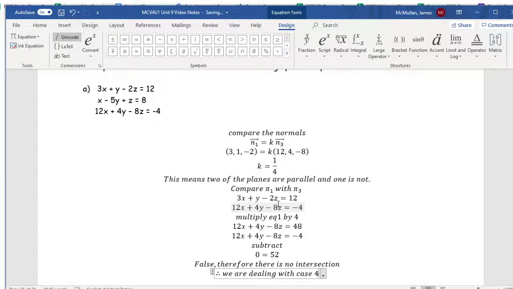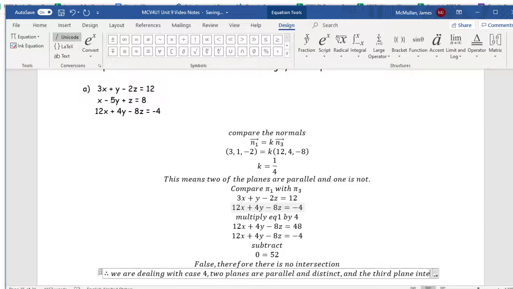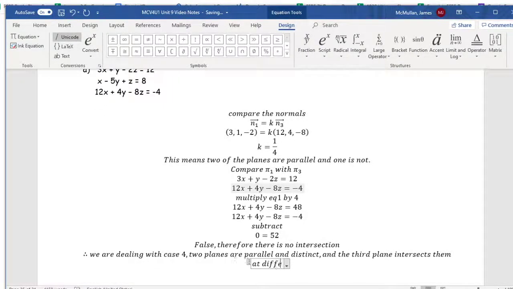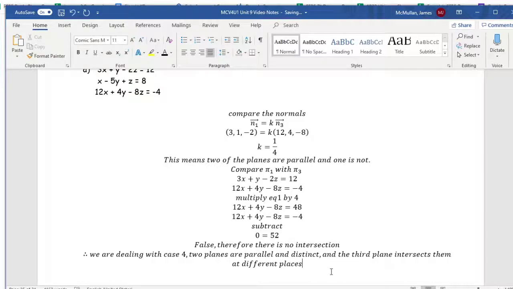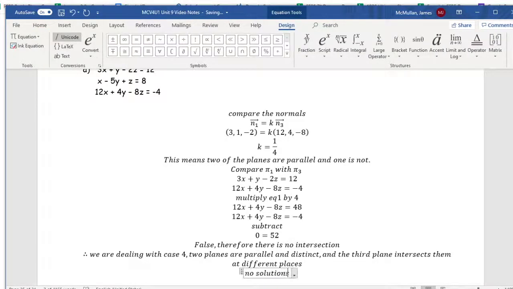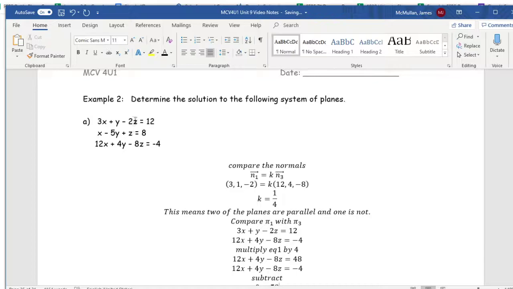Okay, therefore we're dealing with case 4, which is two planes are parallel and distinct, and the third plane intersects them at different places. So what we do is we say there's no solutions. Not much else to do with this one really.